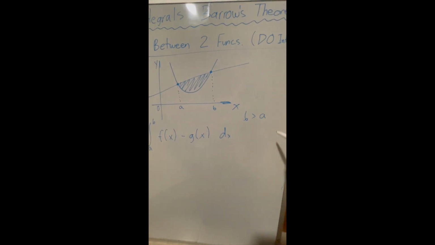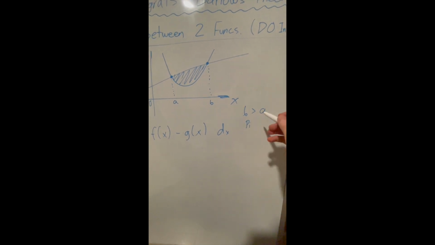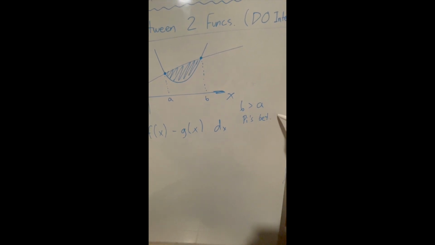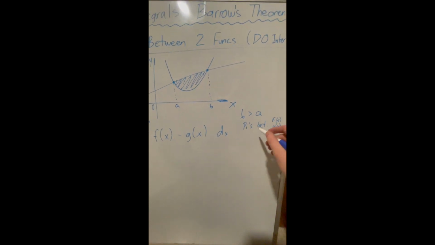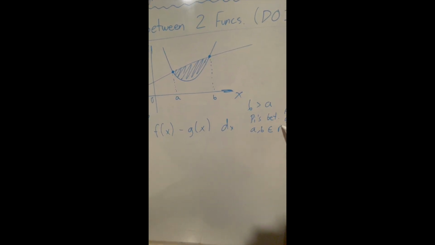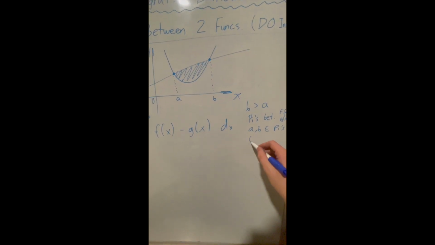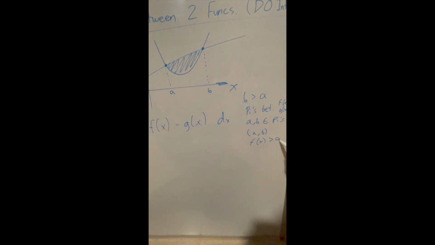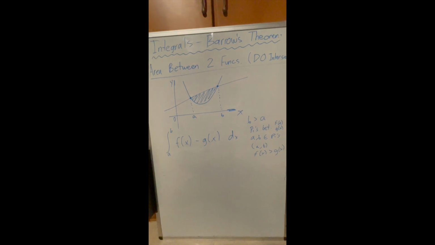for all b greater than a, where there are points of intersection between f of x and g of x, and both a and b are points of intersection. And also that, not including but between a and b, f of x is greater than g of x. So let's practice with a simple example.